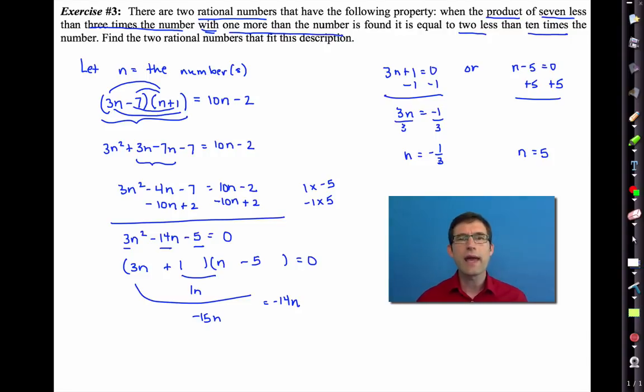Now, pause for a minute, right? Should we reject the negative 1/3? Should we say, that's not viable, got to get rid of it, it's negative? Think about that for a minute. All right, and the answer is no, for a couple different reasons. Number one, they told me there were 2 numbers that fit this description, and I found 2 numbers. Number two, we're just talking about numbers here. We're not talking about the lengths of rectangles or the amount of milk in a carton or anything like that. We're just talking about numbers. So there's nothing wrong about one number being negative 1/3 and one number being 5.